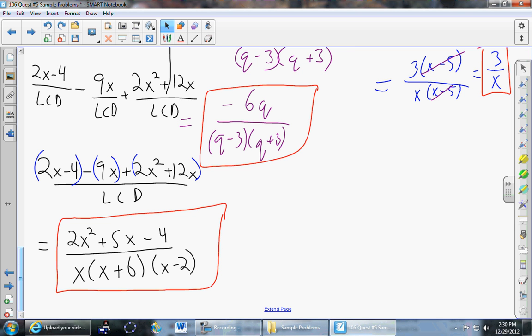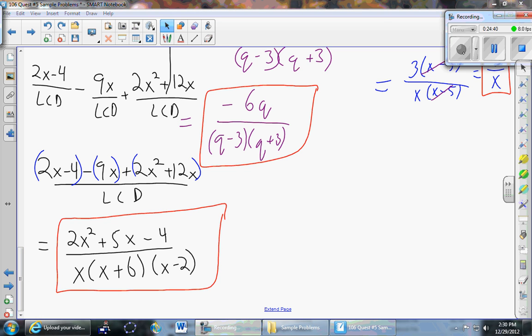I suppose if the top were factorable, then we should factor it just to see if we can cancel anything. So it turns out the top isn't factorable, but it is worth spending a minute or two seeing if you can factor the thing.